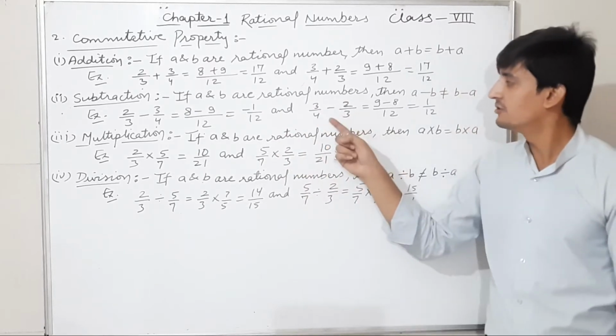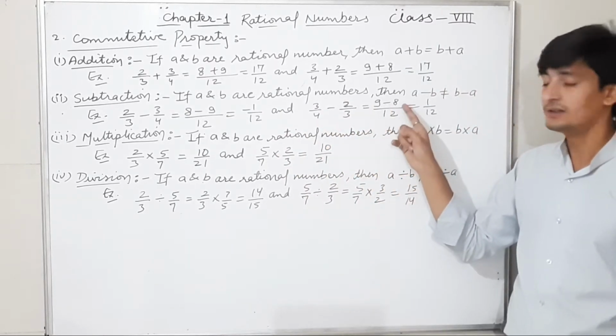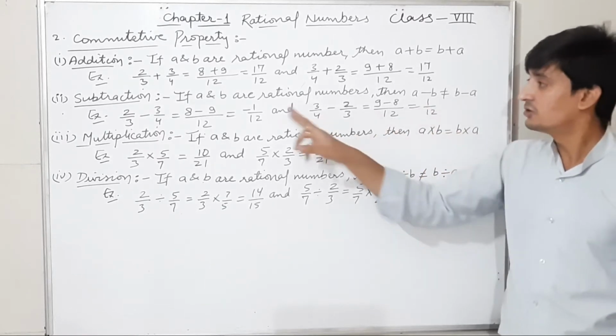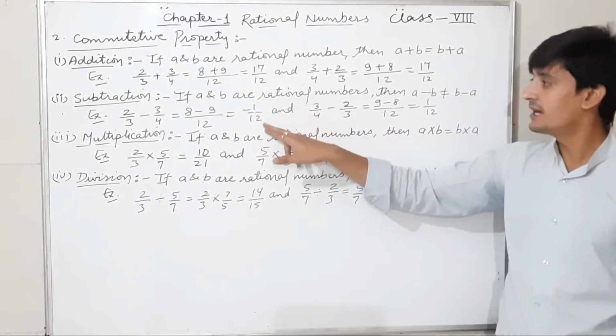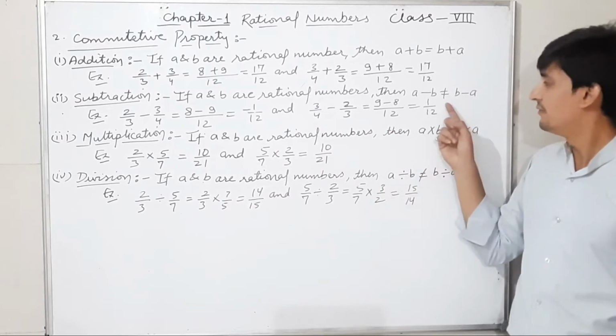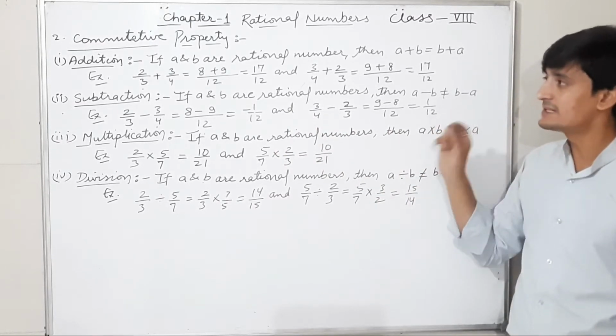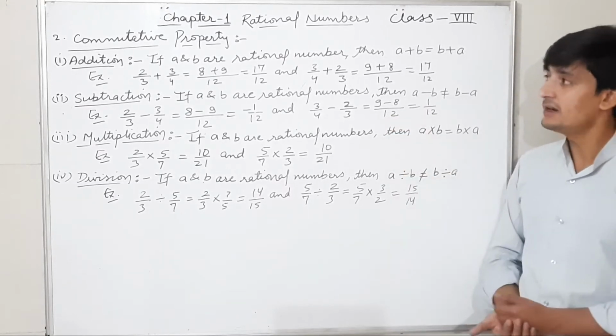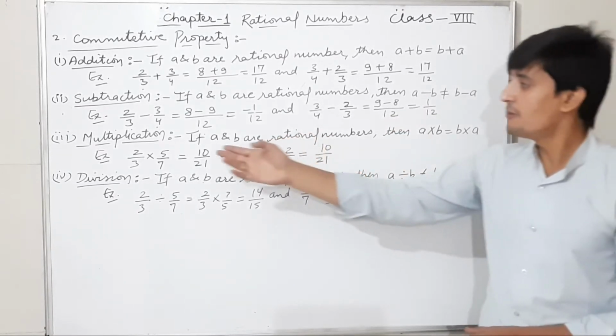Now here 3 by 4 minus 2 by 3, what do I get? 9 minus 8, I have 1, upon 12, so 1 upon 12. So it is clear that minus 1 upon 12 will not equal 1 upon 12. So subtraction will not satisfy the commutative property.